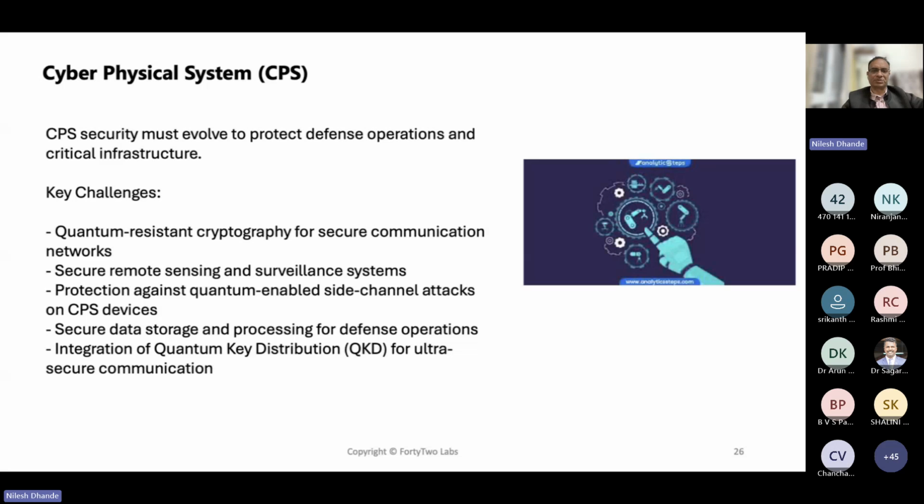Cyber physical systems. What does cyber physical system mean? Now, in the domain of quantum, there is one more important thing. I'm focusing on post-quantum. There are cyber physical systems available in the pre-quantum era, right? You have chips or firmware where you can ensure the security of your physical systems as well, the cyber physical systems that are there.